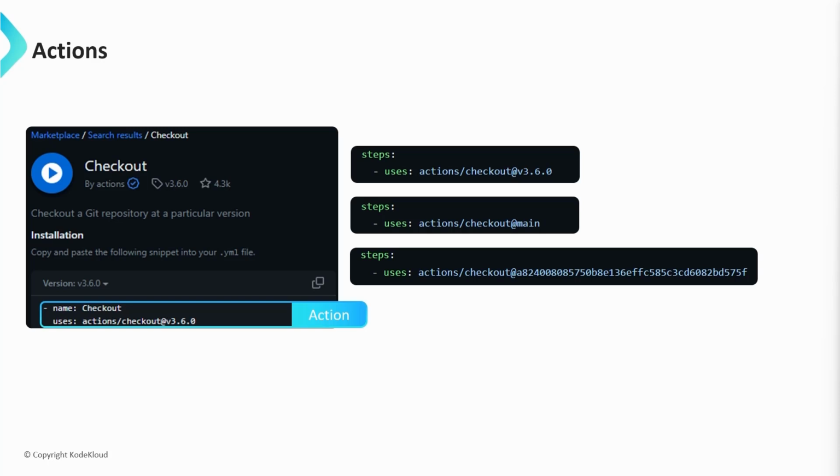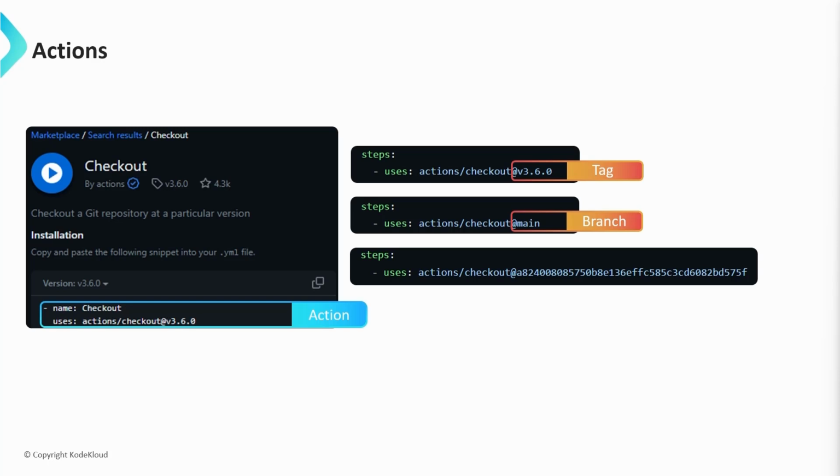So you can use tags, branches, or SHAs. Tags are useful for deciding when to switch between major and minor versions. For example, you can use an action tagged as version 3.6.0.